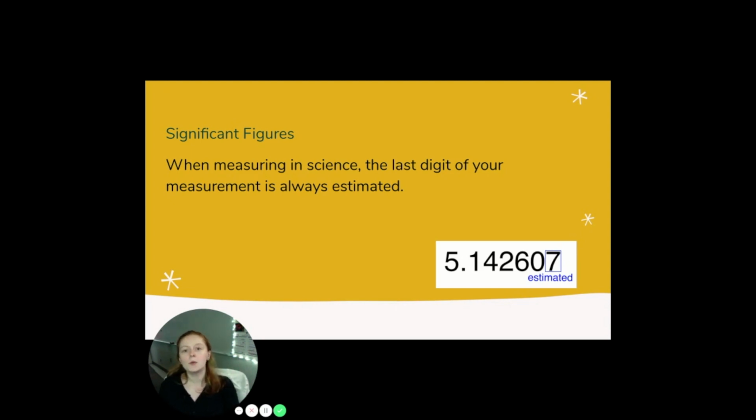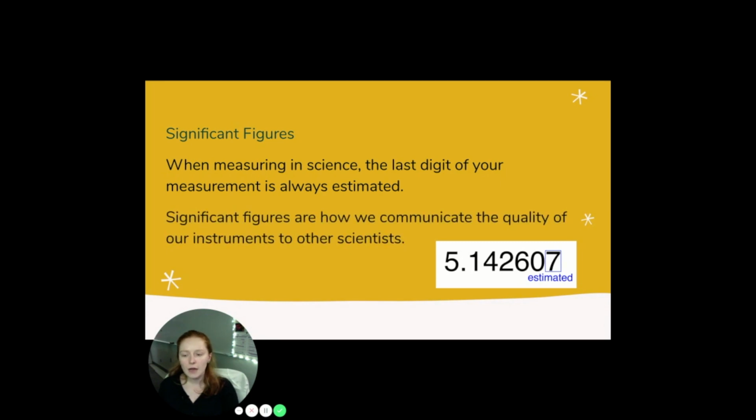We do this so that we can communicate to other scientists how precise and how good our tools are in the lab. If we have a balance that only reads to a certain decimal point, we need to make sure that someone knows we didn't measure super accurately on this. It only measured to the first decimal place. It's really just about communicating the quality of the instruments we're using to other scientists.